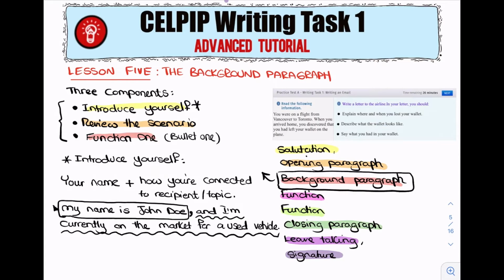If you remember, the second thing we need to do is to review the scenario. So I'm going to add another title here, review the scenario. How are we going to review the scenario? Basically, what you need to do is repeat what is in the question. Remember, the question had two parts, and one part was called the description. What you need to do here is repeat the description and then maybe add some WH questions to flesh out the details. For example, it says here you were on a flight from Vancouver to Toronto.